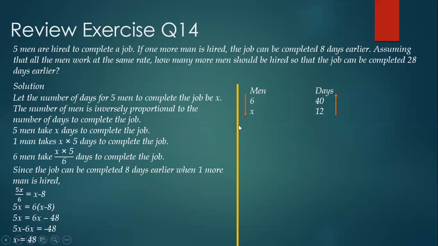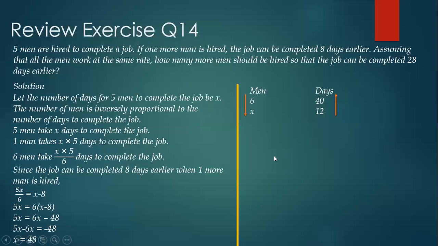So the question basically is like this: 6 men can finish a task in 40 days. How many men will be required to finish the task in 12 days? This is what the question is. So we know that men and days are inversely proportional to each other. So this is increasing upwards, which means we require more men to complete the work in fewer days. So this will go down.